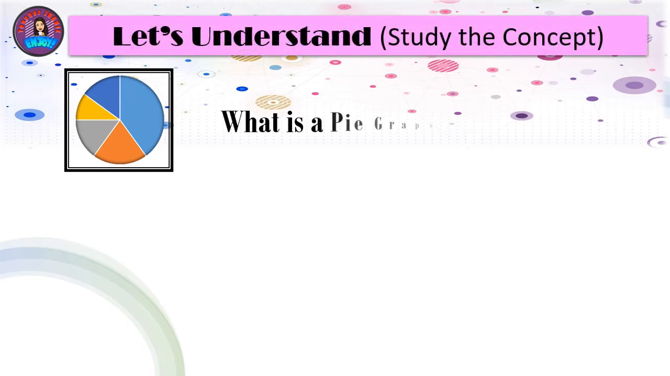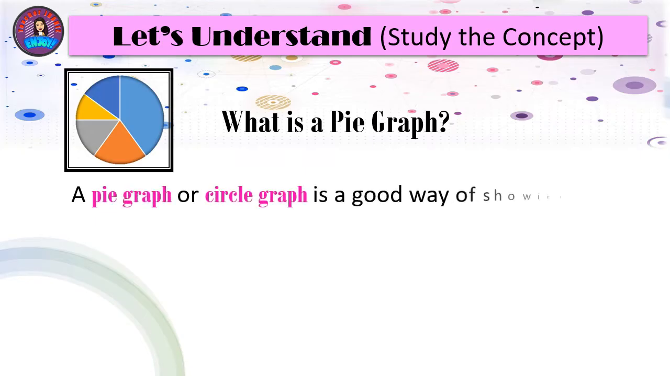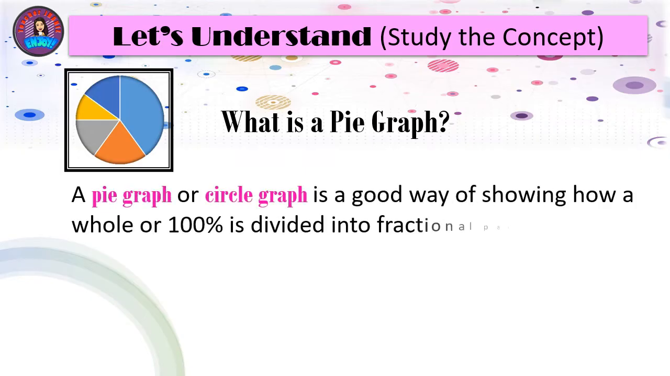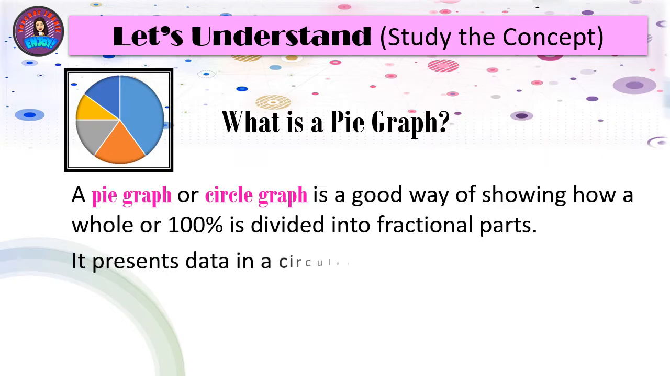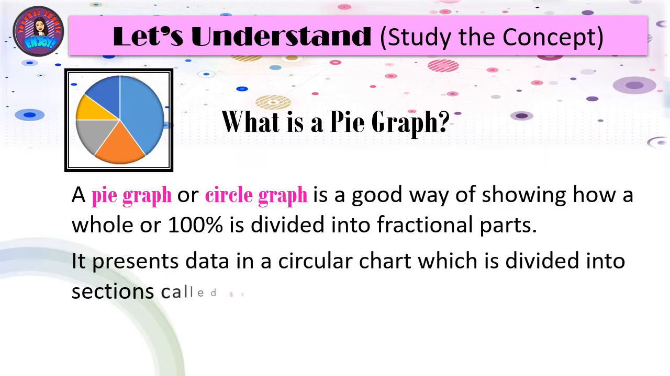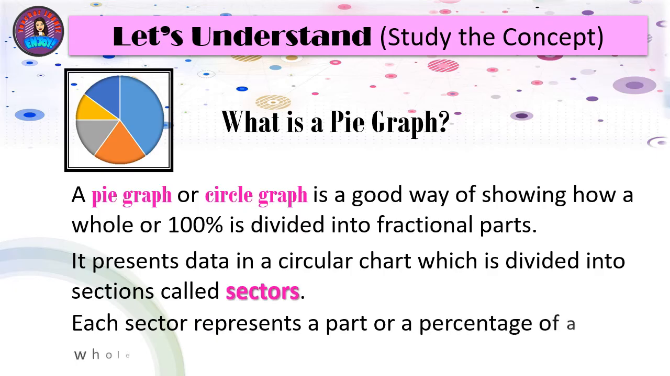Now, what is a pie graph? A pie graph or a circle graph is a good way of showing how a whole or 100% is divided into fractional parts. It presents data in a circular chart which is divided into sections called sectors. Each sector represents a part or a percentage of a whole.